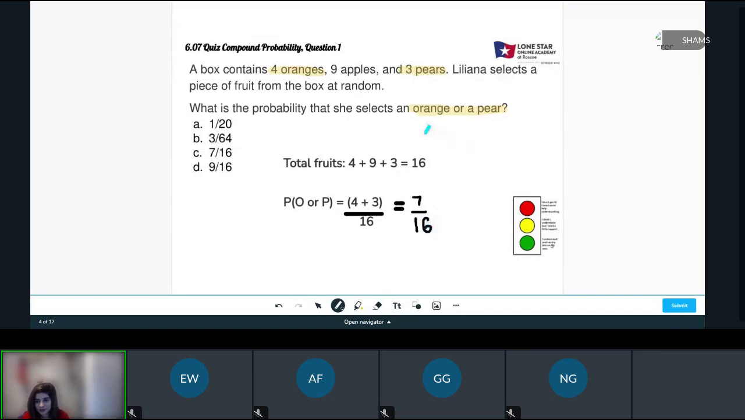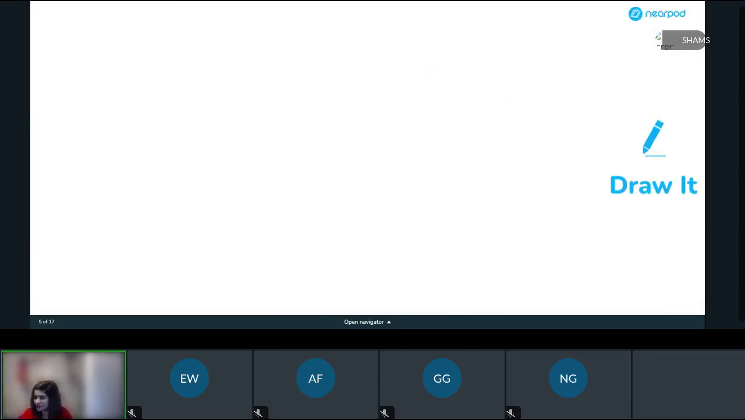Remember, the word or in probability represents addition. We will be adding the two numbers. So C looks correct. Nina, you picked a different answer in Nearpod. 7/16. Joycelyn, welcome.